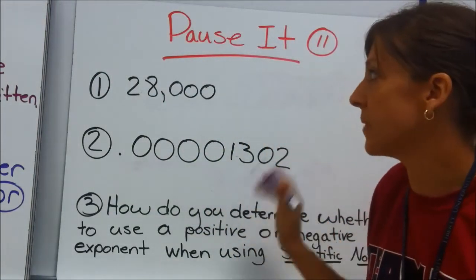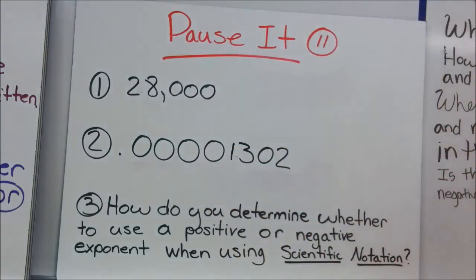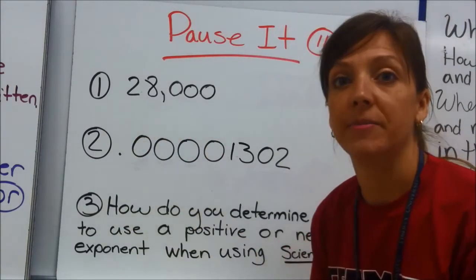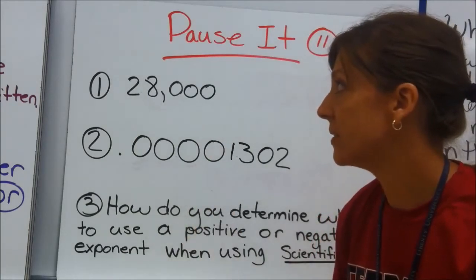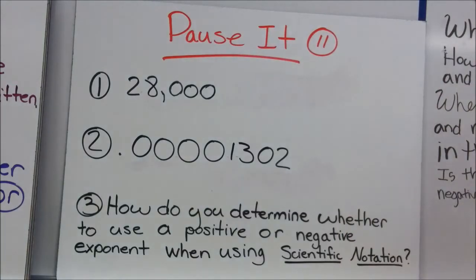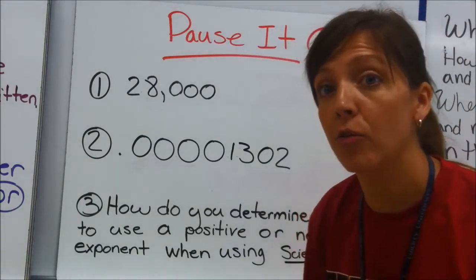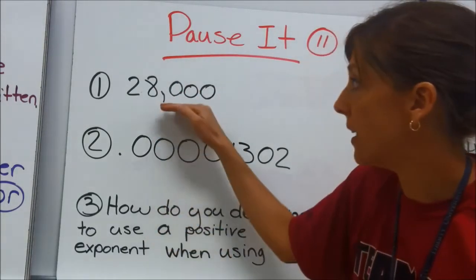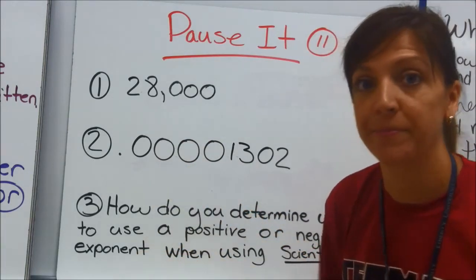Pause the video right here, and I want you to go ahead and try these out. 28,000. I am going to write 28,000. Pause the video right here, and I want you to try out number 1, 2, and 3 on your own, writing number 1 and 2 in scientific notation and answering the question for number 3.